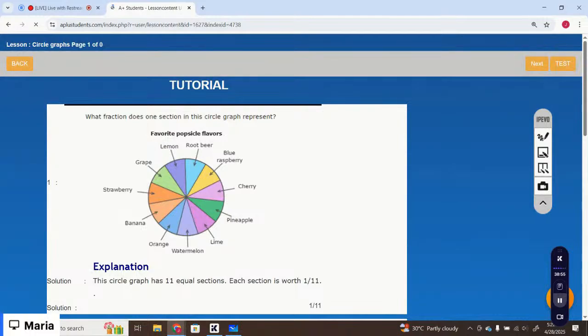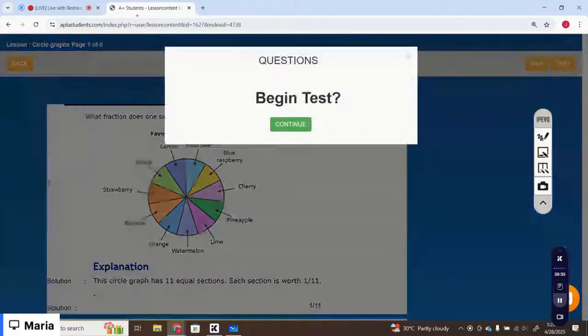What fraction does one section in the circle graph represent? 1, 2, 3, 4, 5, 6, 7, 8, 9, 10, 11. The circle has total 11 portions. So that means the correct option is 1 by 11.